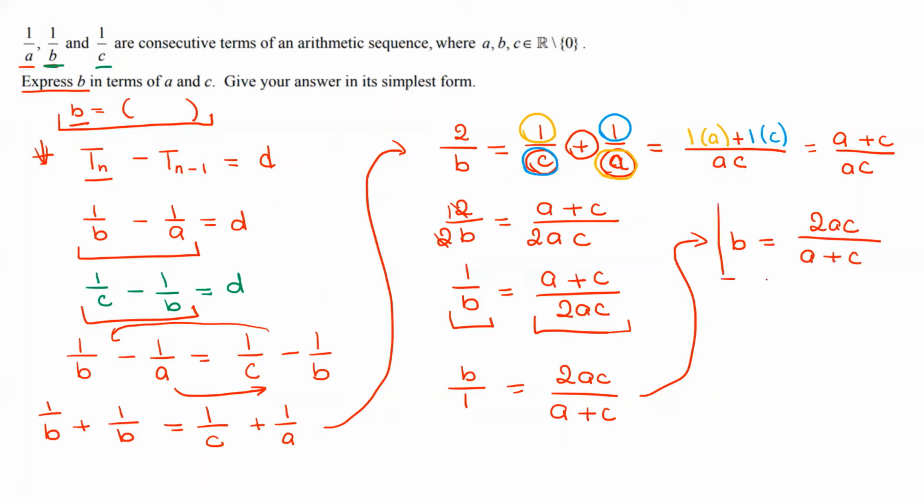So here you can see we've expressed b in terms of a and c, because we have b on one side of the equal sign by itself, and on the other side we're just left with a's and c's.